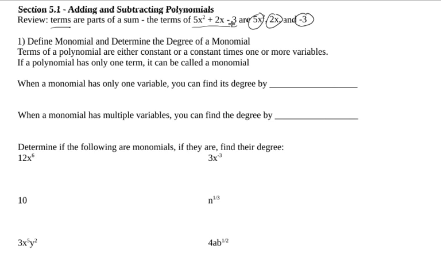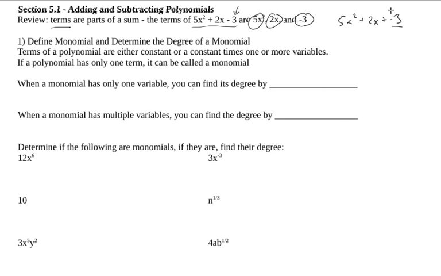Now I just want to draw your attention to the fact that this third term is negative 3, not positive 3. It's because when I'm looking at this, I want them to be added together. So I'm really thinking of it as 5x squared plus 2x plus a negative 3. So that negative 3 is the third term.